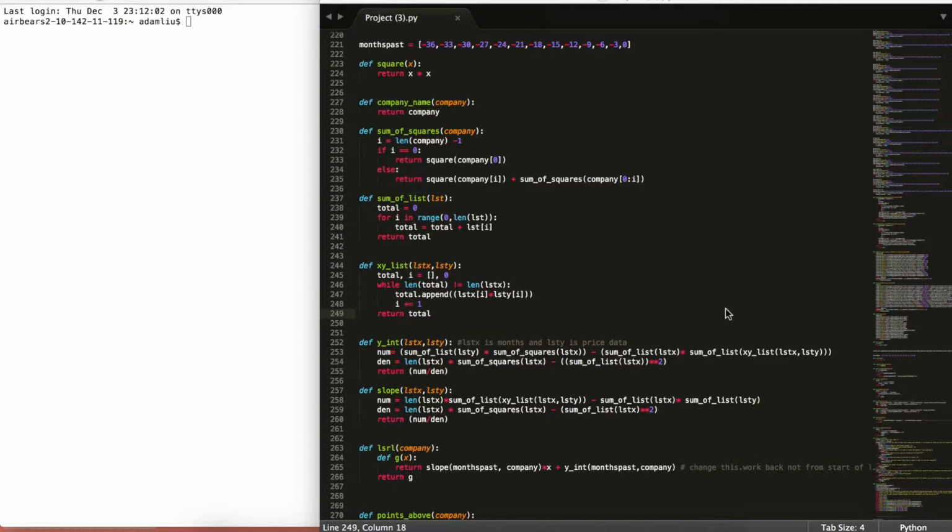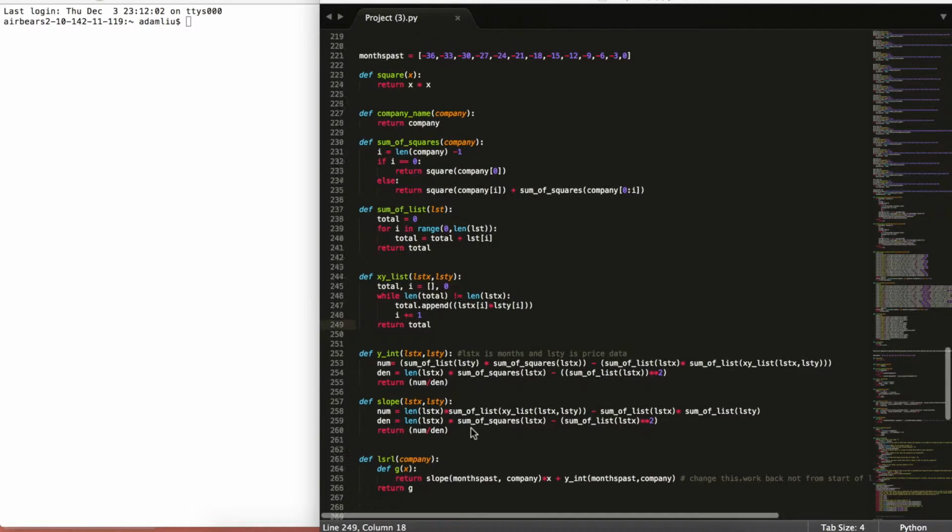Functions are all used for levels of abstraction for our calculations in stock predictions. The square of x returns x squared. The sum of squares returns the sum of all the items of a list squared. The sum of a list simply returns the sum of each individual item of a list. The xy list returns the sum of list x times list y. The y-intercept takes in x coordinates and y coordinates and predicts the y-intercept. And the slope takes in x coordinates and y coordinates and produces the slope of the least squared regression line.